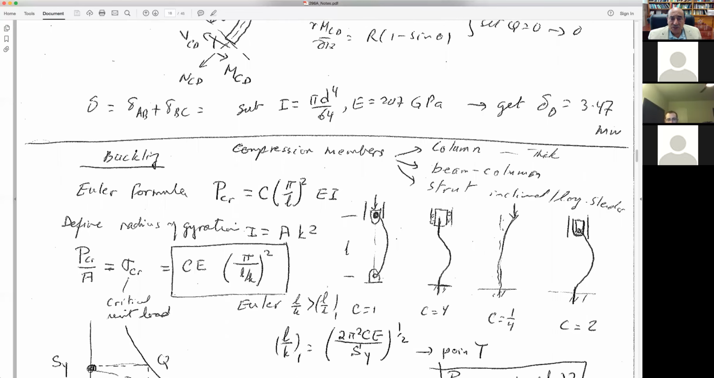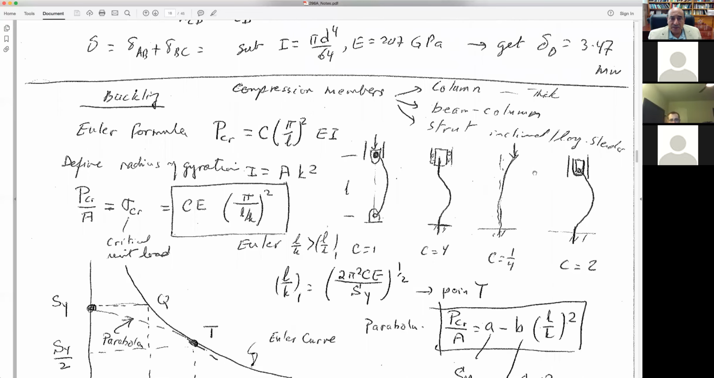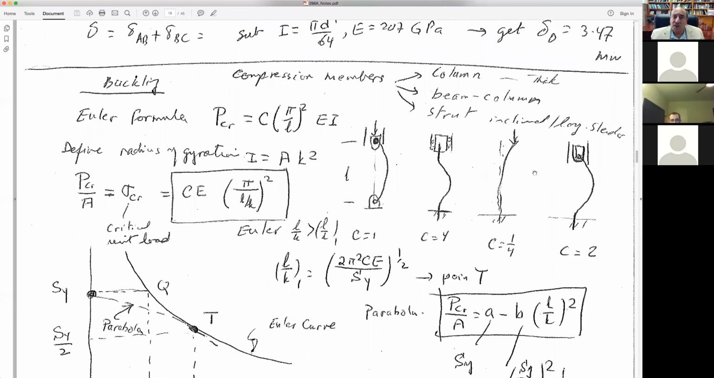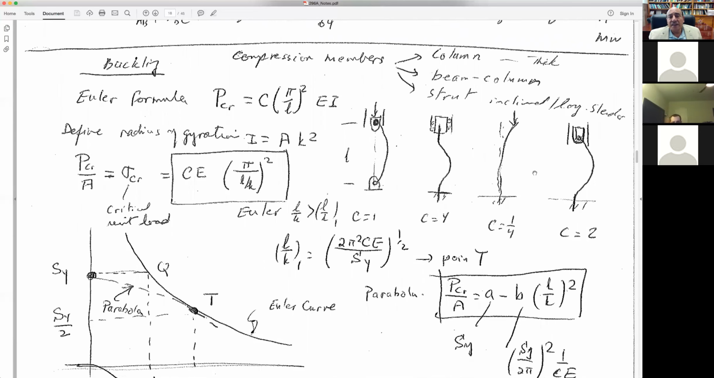The last thing that I'm going to do today is buckling, and then I'm going to stop here. We can continue tomorrow, next Wednesday. The buckling is two parts.